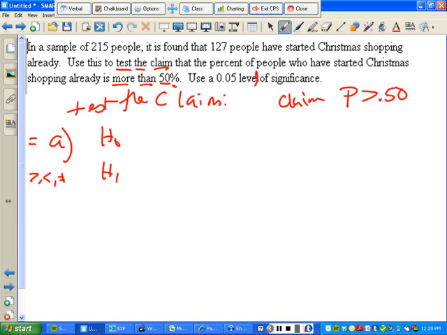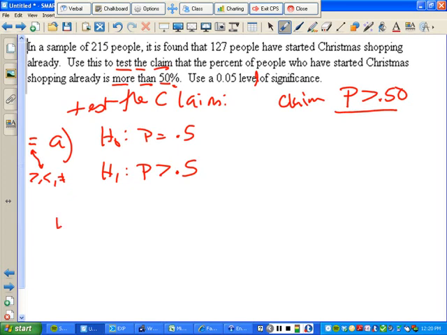So the first thing you got to do is remember that these are the rules for H0 and H1, and then ask yourself, what does this one have and where should it go? P is greater than 0.5. That must come right here. P is greater than 0.50. H0 must have an equal sign, so for that we're going to do P is equal to 0.50 or 0.5.